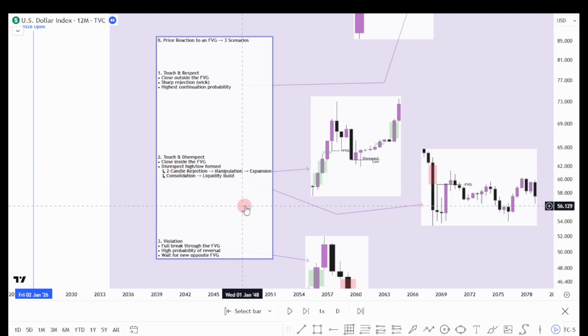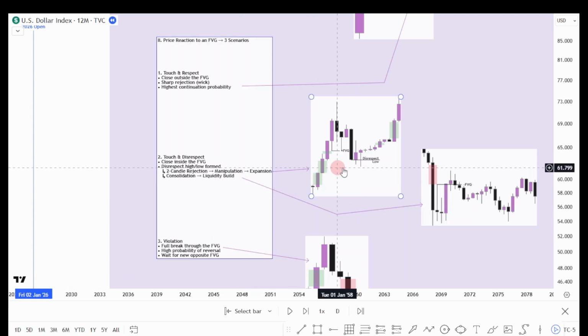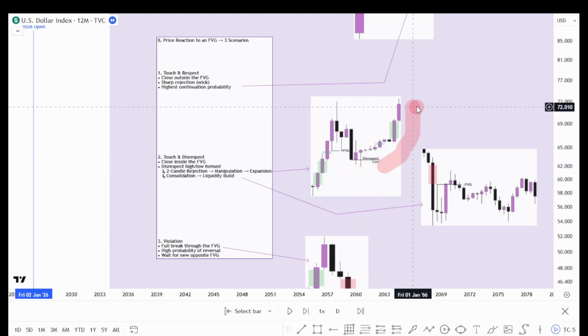A 2-candle rejection setup is expected when this previous candle closes in disrespect, leaving a disrespect low inside the fair value gap. Now, your continuation possibility is now in the hands of the disrespect low right there. That's where you should anticipate your manipulation and then expansion.